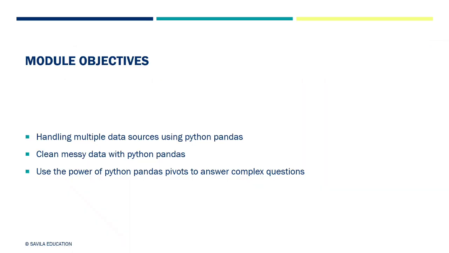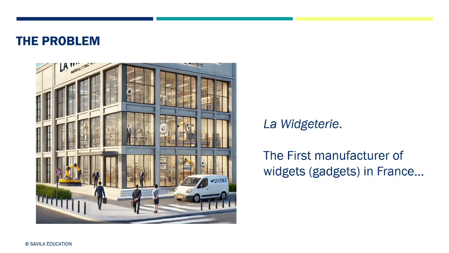So, in this module, we're going to deal with the following objectives. We are going to talk about handling multiple data sources using Python pandas. How do we clean those multiple data sources? And how do we answer complex questions using a specific functionality of pandas called pivots? Maybe you have already used them in Excel. There is an equivalent version in Python pandas.